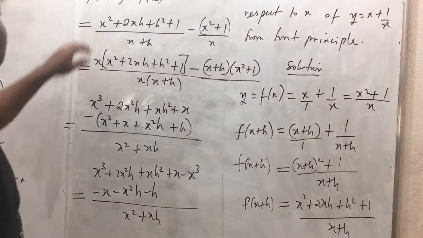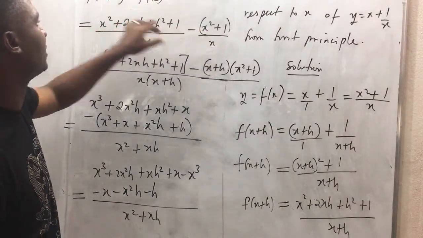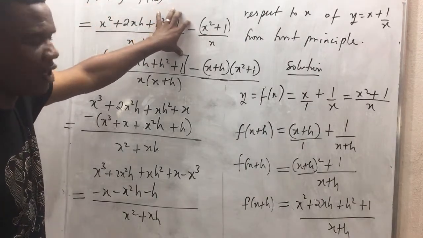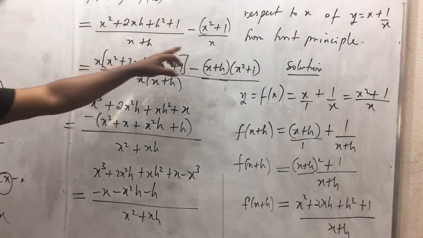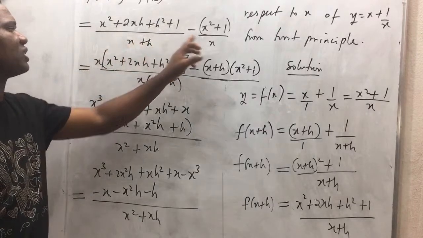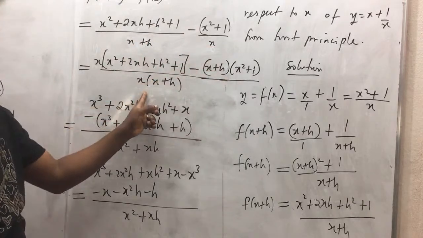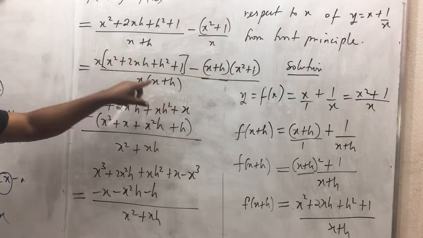So, subtracting f of x, which is x squared plus 1 over x, from f of x plus h, which is this, gave us this line of our problem. And taking the LCM meant x plus h, and the LCM of x plus h and x gave the product of the two. This into the LCM gave us x.